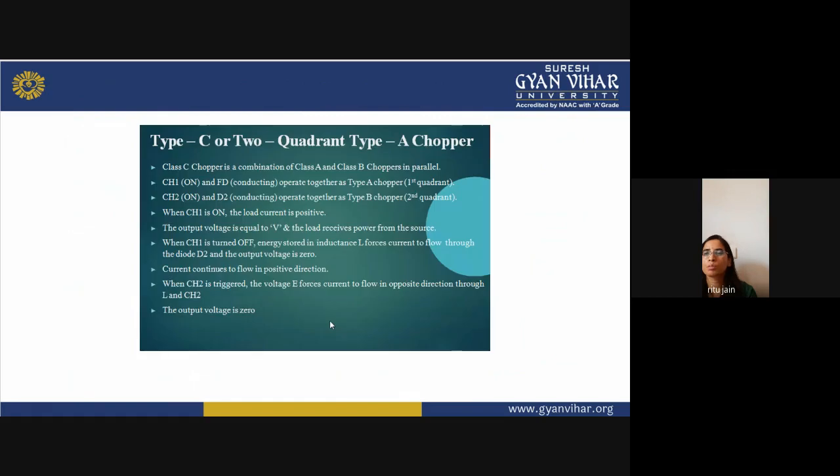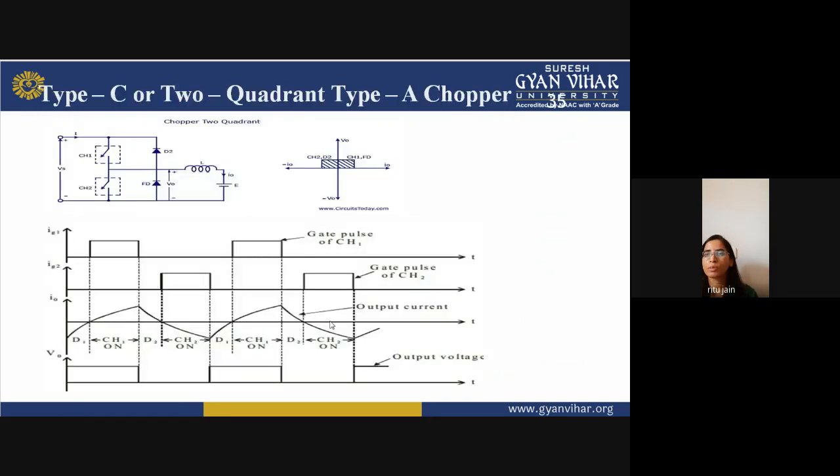Now let's come to the next chopper, which is very important. That is your class C chopper. This is also called the two quadrant chopper. Class C chopper is the combination of your class A and class B choppers, which are connected in parallel. You can see from the diagram that this is your class C chopper, and both choppers are connected in parallel.